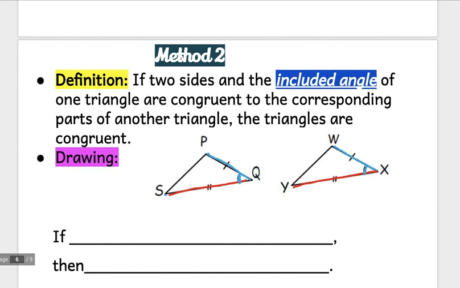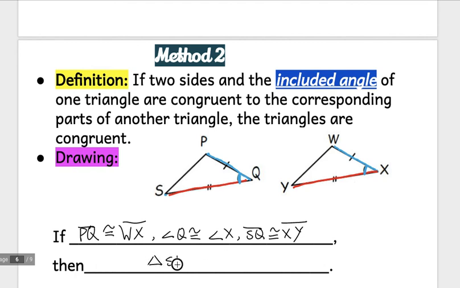Let's write down the congruent statement in a very similar way. According to this picture, if PQ is congruent to WX, some student might ask, can I write XW? Yes, you can. And angle Q is congruent to angle X. And lastly, SQ is congruent to XY. Again, if you want to write YX, that's also fine.